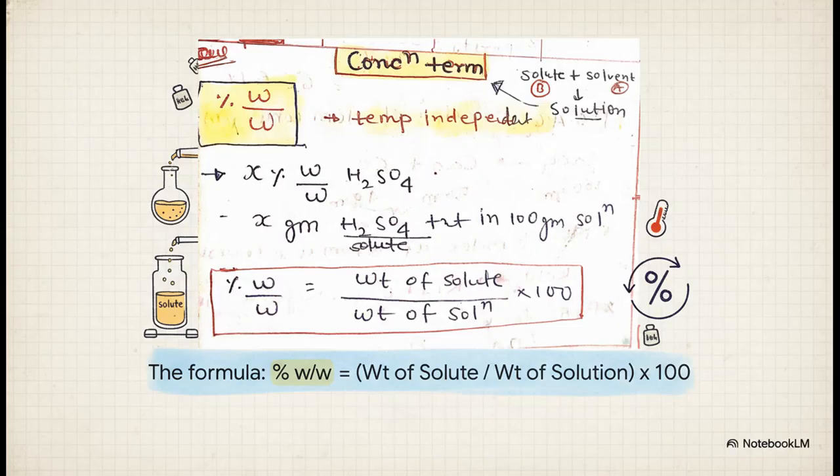So here's the formula, and it's pretty straightforward. It's really just asking a simple question. What percentage of the solution's total weight is actually the solute? We're comparing the same units, mass to mass, or grams to grams. It's a true apples-to-apples comparison. You just take the weight of your solute, divide it by the total weight of the entire solution, and then multiply by 100 to get your percentage. That's it, a pure mass-to-mass ratio.